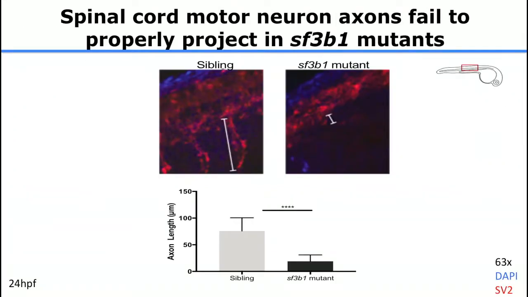So the first thing we wanted to know is, is there a defect in motor neuron axonogenesis? The reason we picked motor neurons was because of ALS, but there was also a recent paper in 2017 showing that another splicing factor mutant had a specific defect in motor neuron axon growth. Their motor neurons formed normally, they just had axon growth defects. This is why we specifically started to look at axon growth defects rather than just overall motor neuron formation.